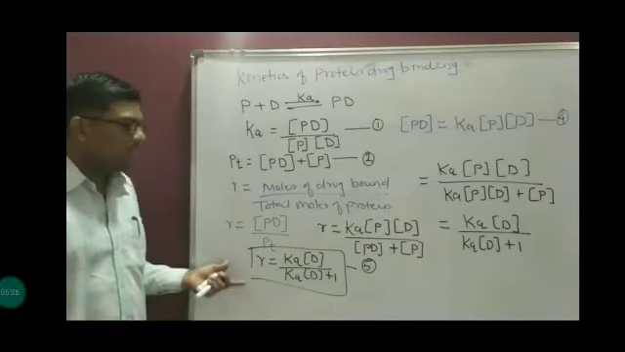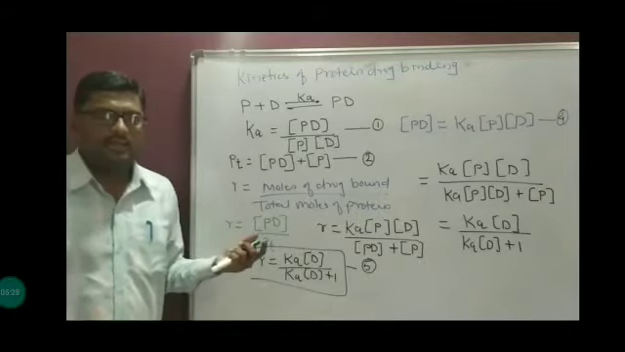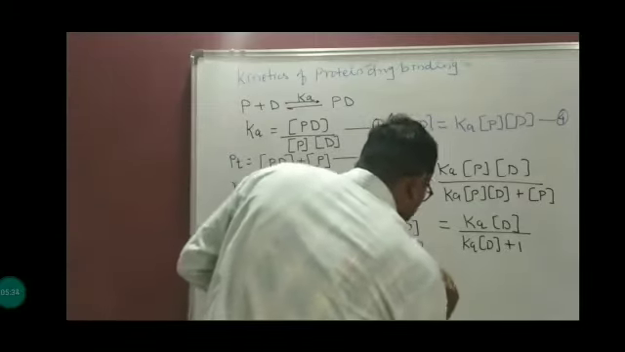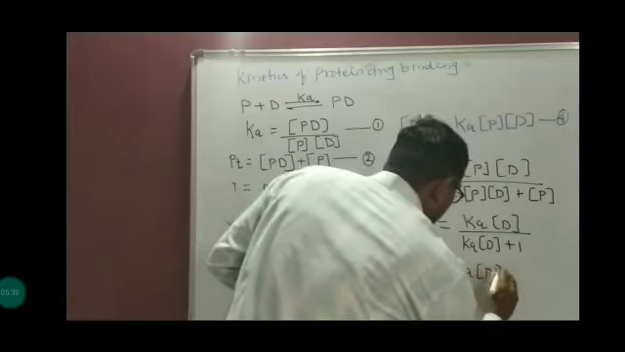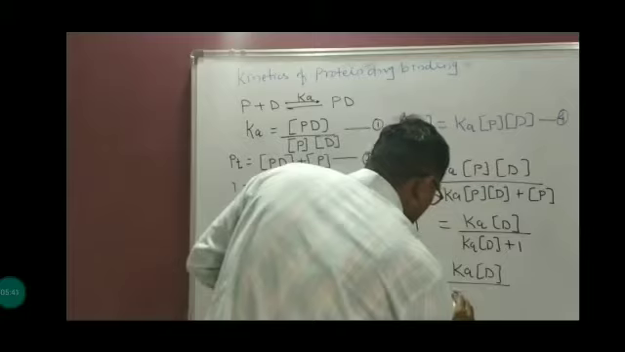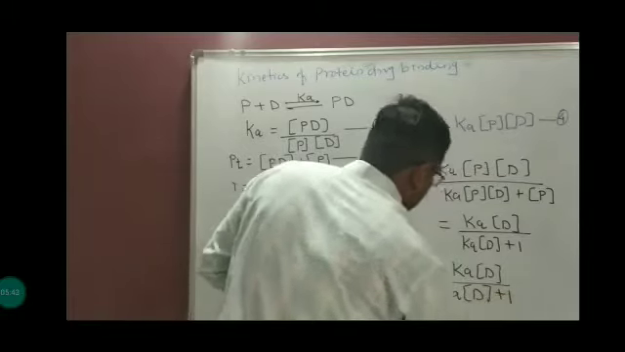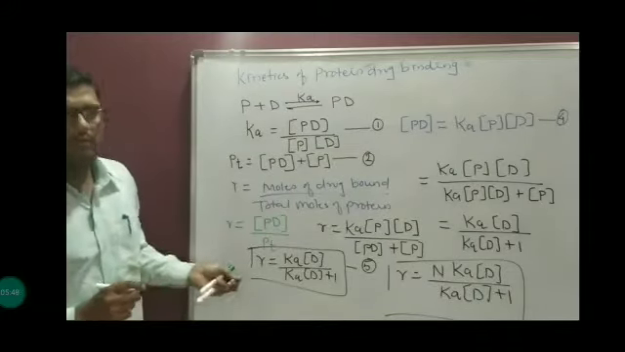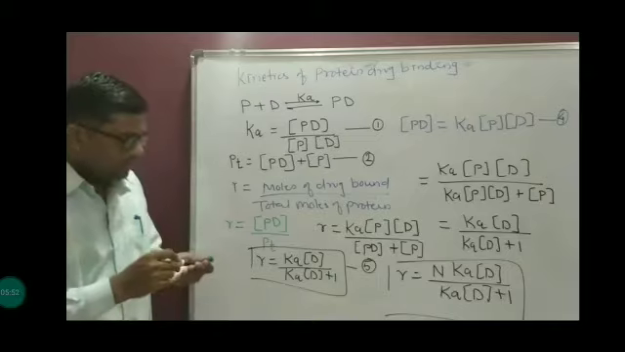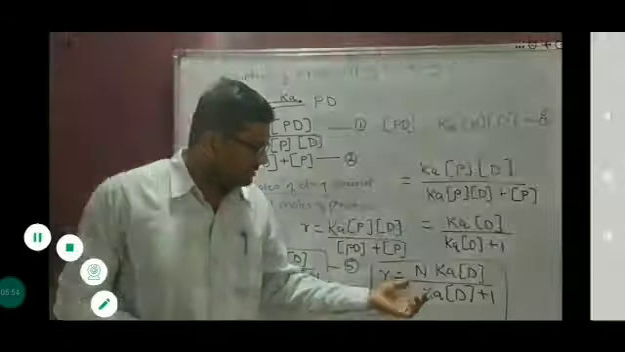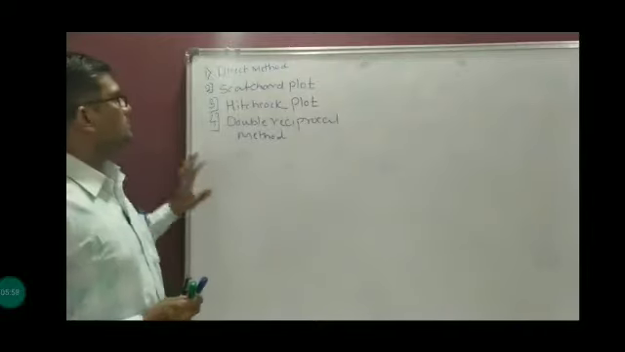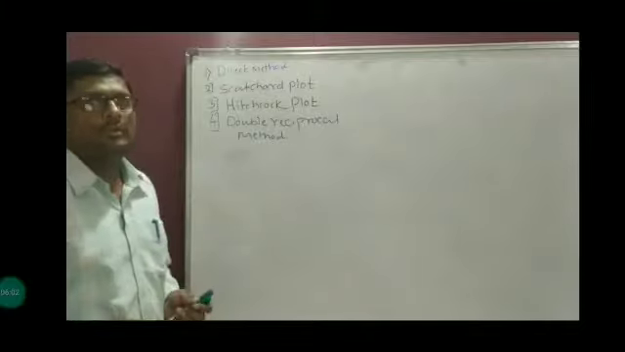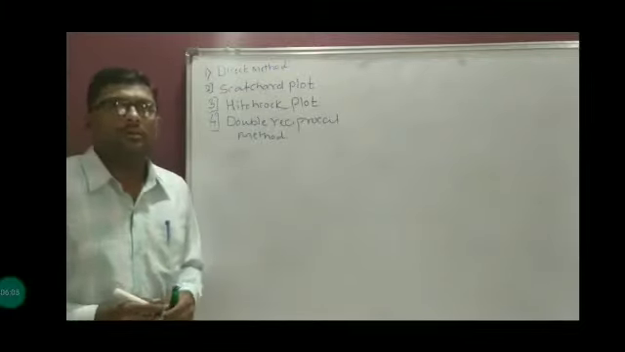Now if there is more than one binding site, that is n binding sites, the equation becomes R is equal to n into Ka into concentration of D divided by Ka into D plus 1. So this is for n number of binding sites. Now we can find out the number of binding sites. First is the direct method, second is the scatchard plot method, third one is the Hughes-Klotz plot method, and fourth one is the double reciprocal method.